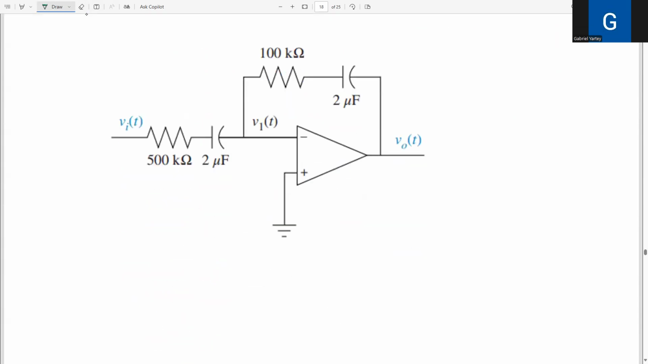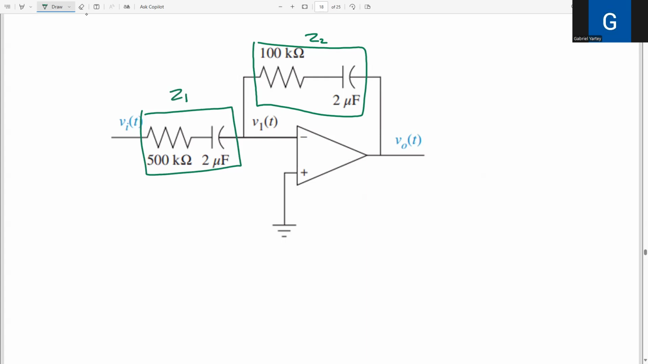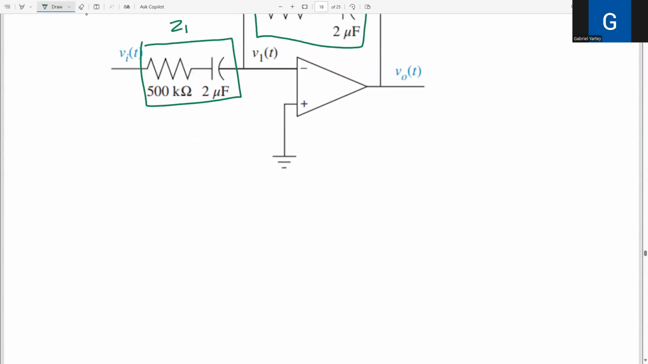Now, from what I've done so far, you can see that this gives me the Z2, and this gives me the Z1, right? So first of all I have to know, this is an inverting op-amp because the voltage is being applied to the negative terminal.